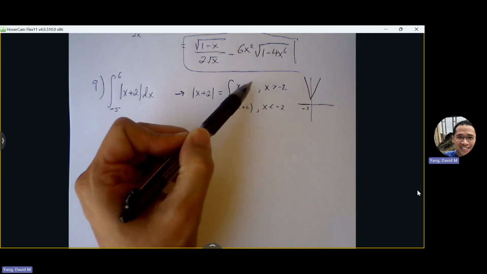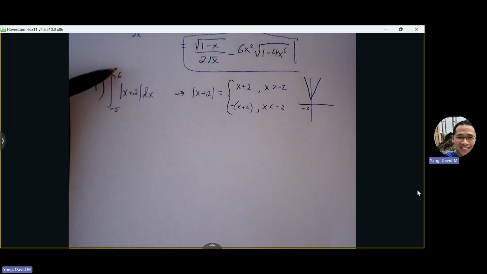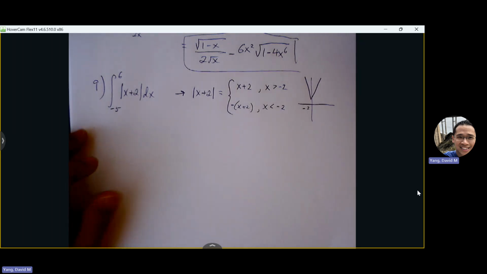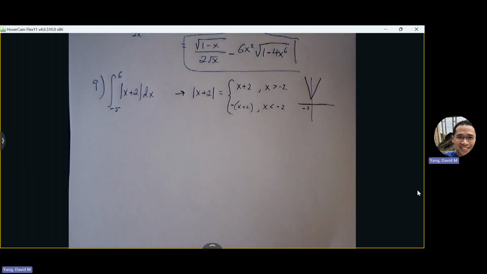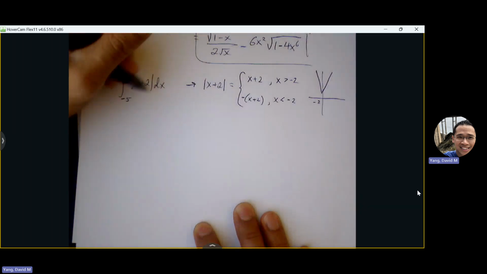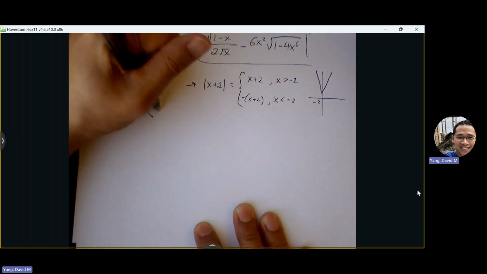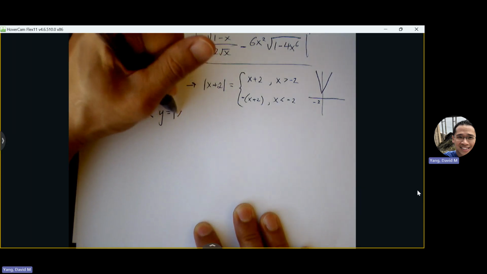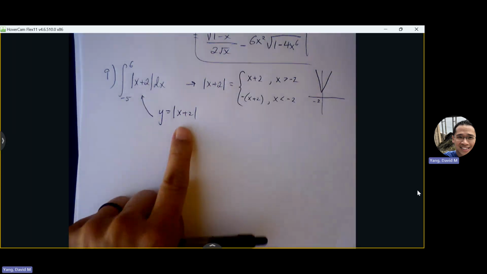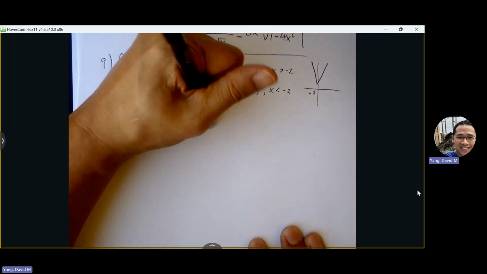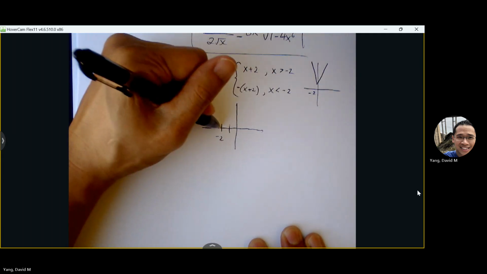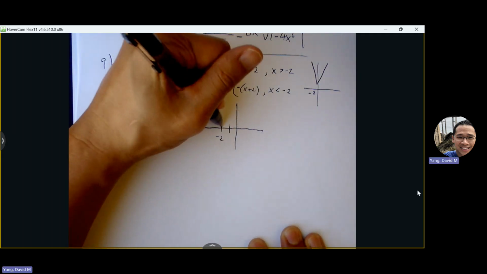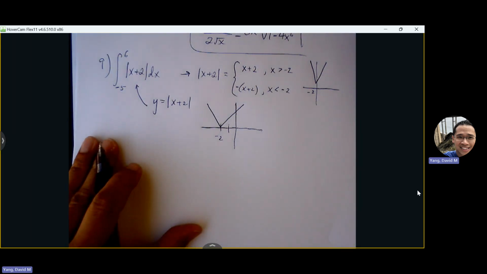But rather than having to go through a power rule for both, plugging in the upper and lower bounds and splitting it up, it's easier if we just sketch this out and see that it's just two triangles. I can just add up the areas of these two triangles and I can get to my area. So the first thing that I would do is graph what this looks like. Absolute value of x plus 2. This is a graph with a vertex at negative 2, extending in a V shape from that point.